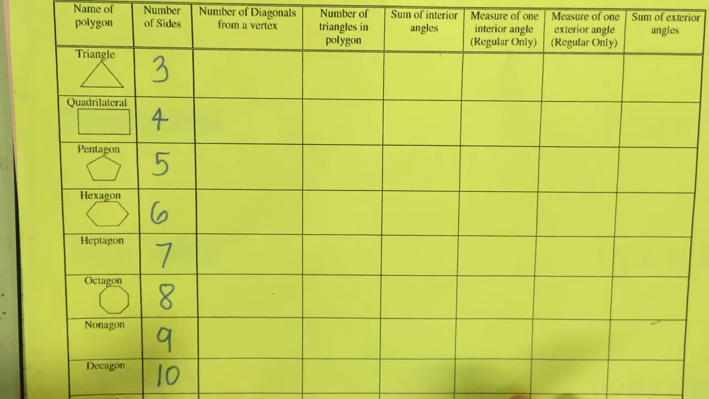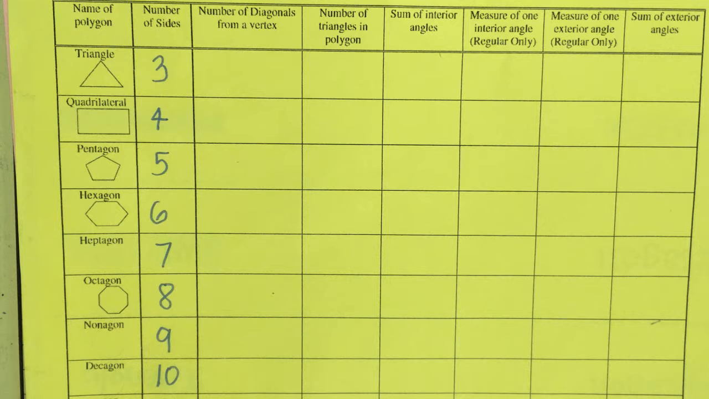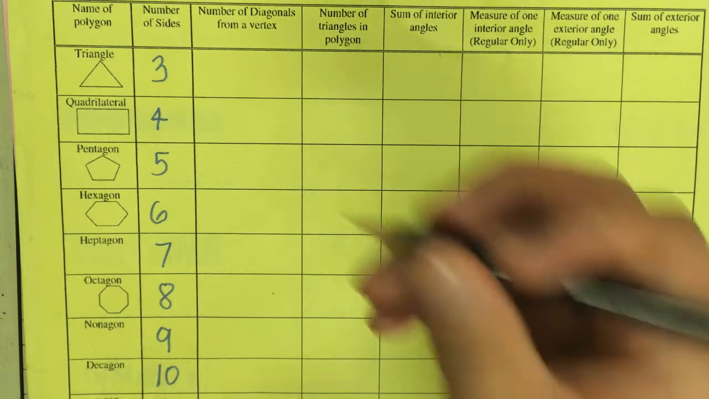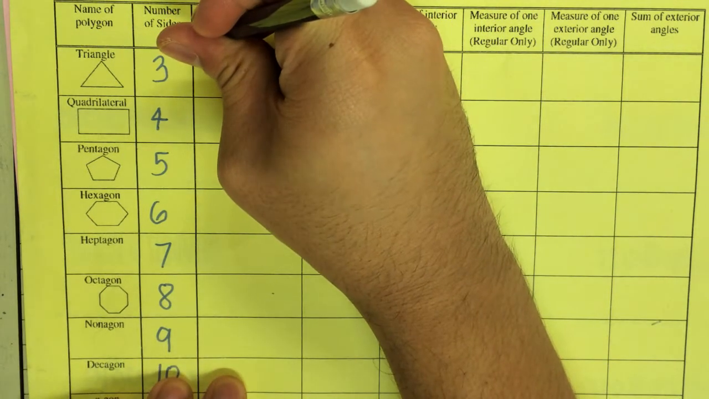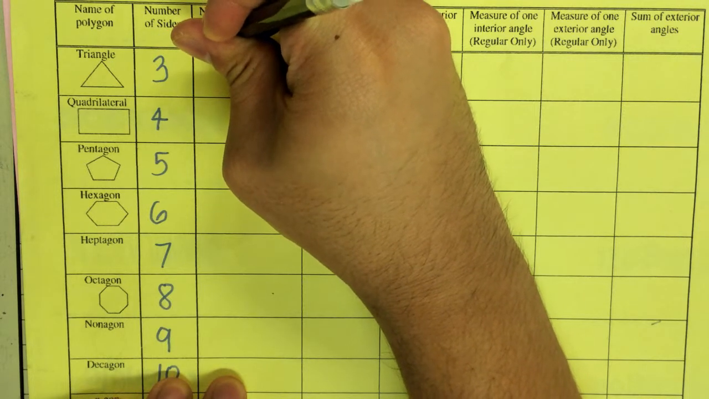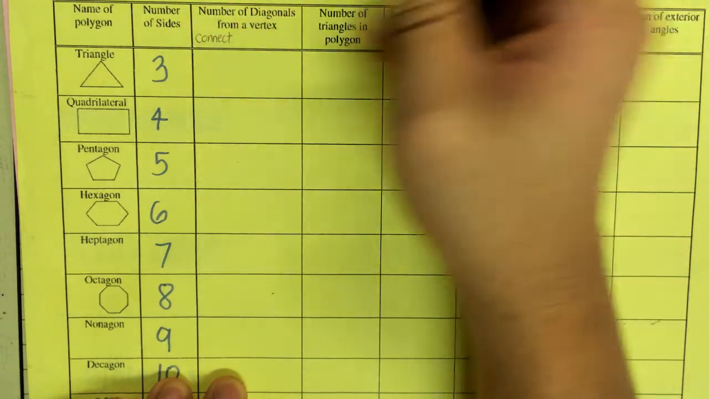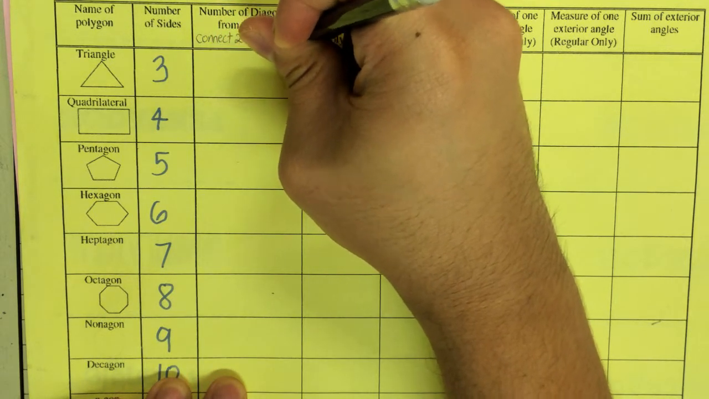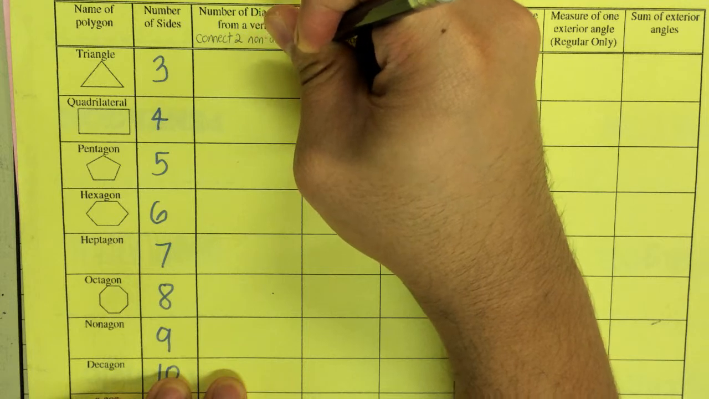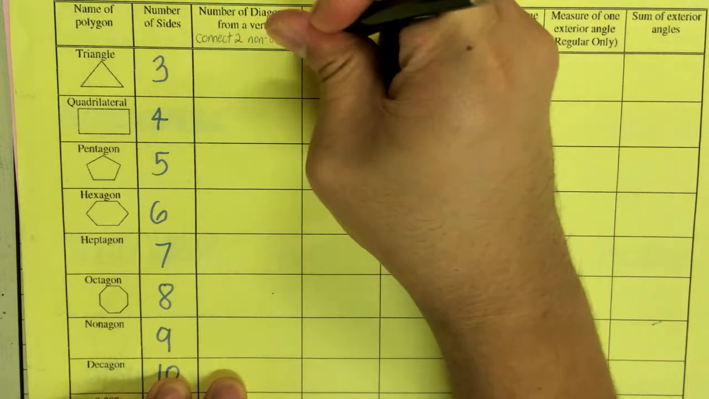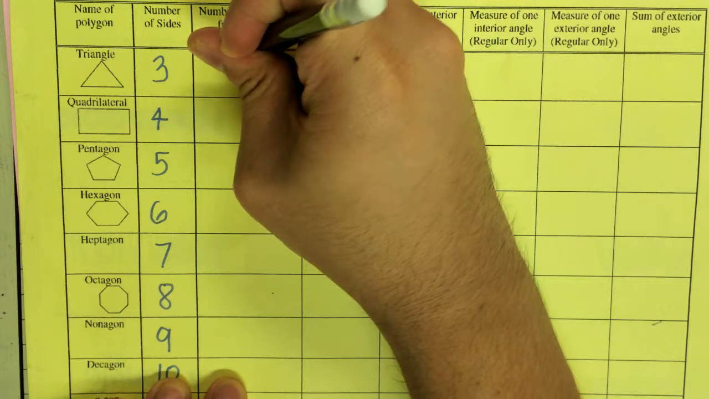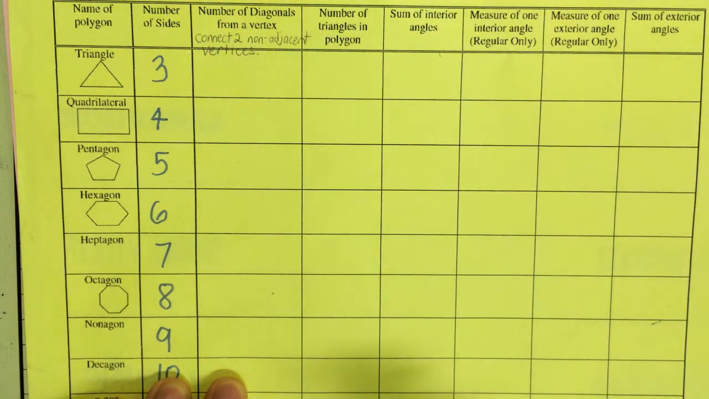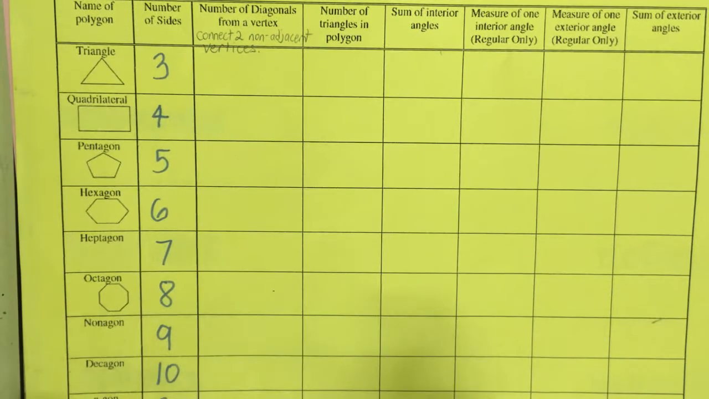Now let's take a look at the diagonal. A diagonal is a line segment that connects two non-adjacent vertices. Non-adjacent means they are not touching, they're not next to each other. Here's what I mean by this.